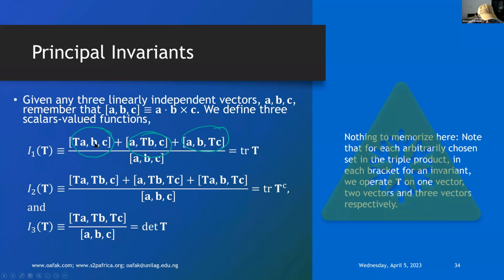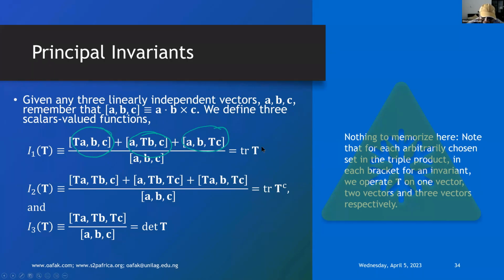In what is on top, there are 3 brackets. The first one has the function operating on A, leaving the remaining. The second one has the function of the vector and the tensor operating on B. And then in the third bracket, it has the tensor operating on C. If you have these 3 divided by A, B, C, what you get is defined. It is defined as the trace of T, and it is a scalar function.